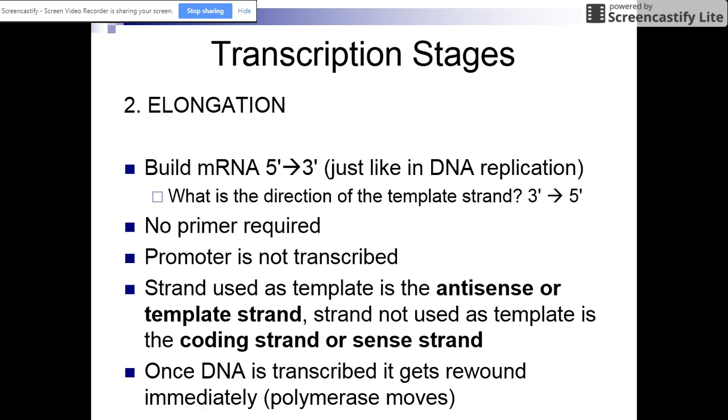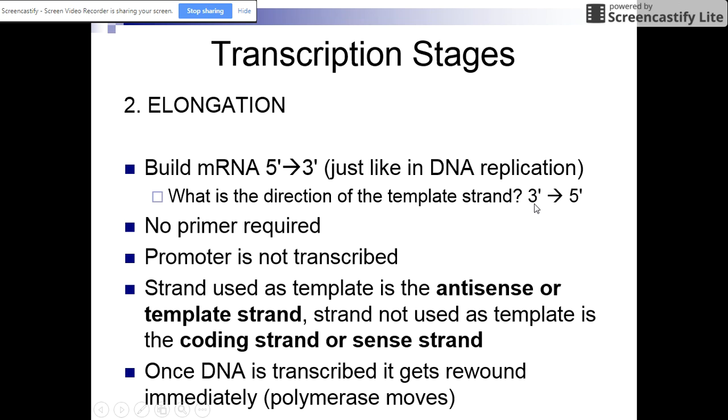So now we reach elongation. This is the actual building, the adding of the bases. Just like what's going on in DNA replication, but it's only happening on one strand. So there's no lagging strand or leading strand. It's going to be reading the template strand of DNA.